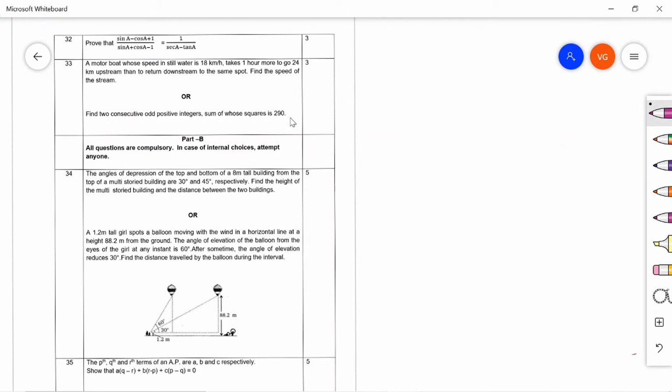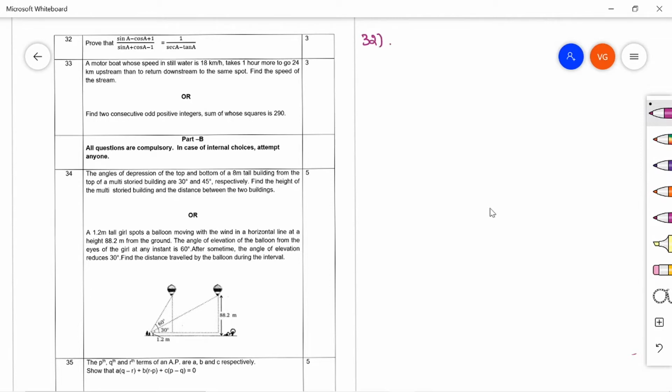Coming to question number 32. Prove that sin A minus cos A plus 1 divided by sin A plus cos A minus 1 is equal to 1 by secant A minus tan A. This is a question from trigonometry. Let us see how to solve.